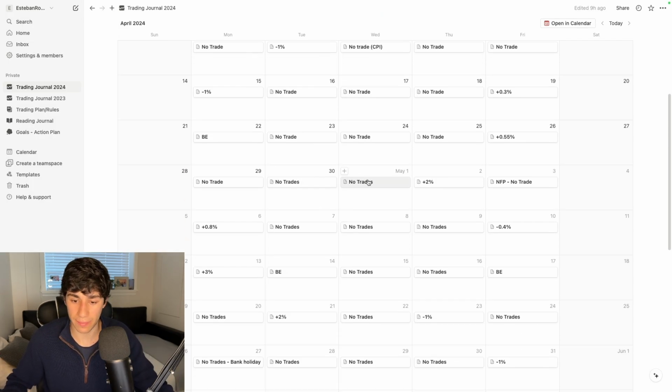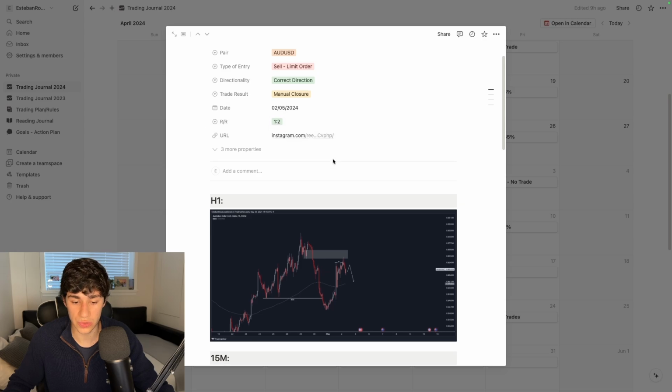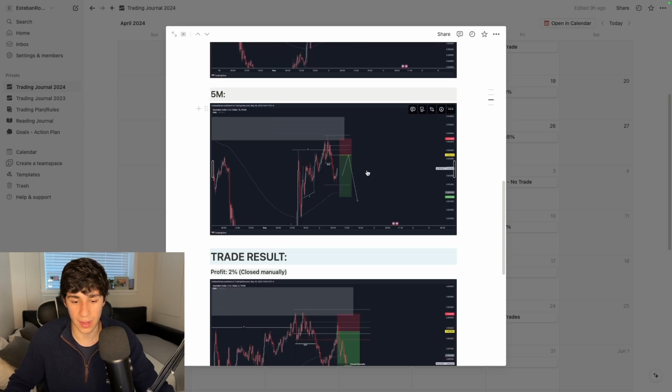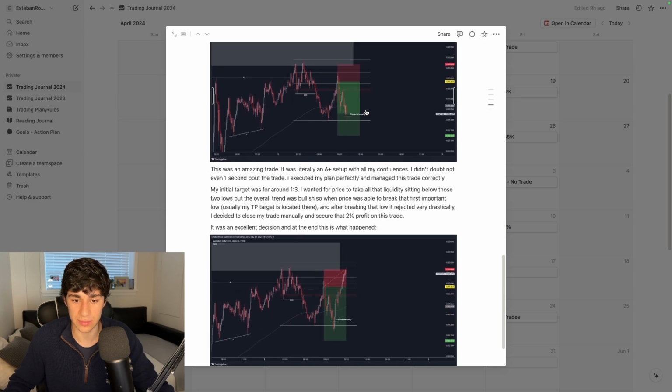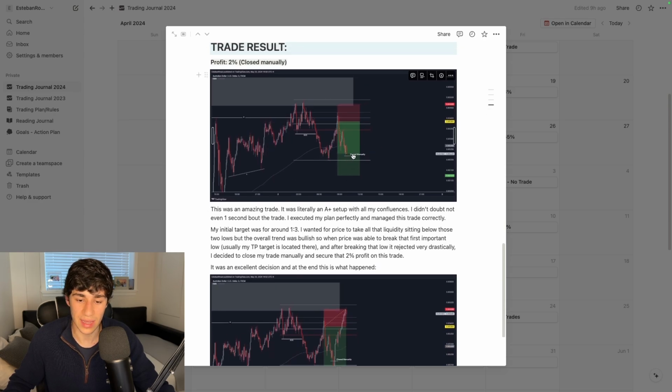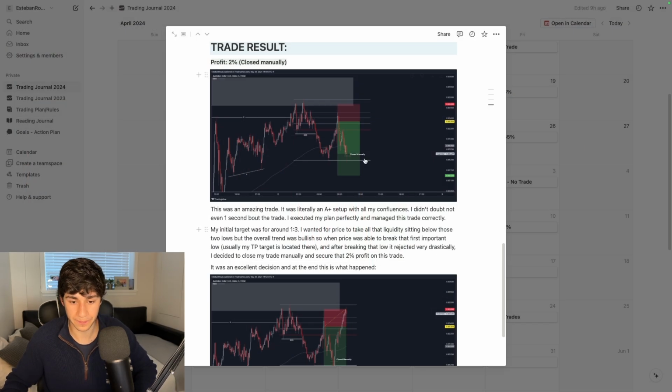Same thing for the month of May. So for example, let's see this profitable trade. We can see that it was a manual closure. It was a 1 to 2. We can see here that this was the trade. This was before I took the trade, and this was after the trade. And here it says that I decided to close manually, right?